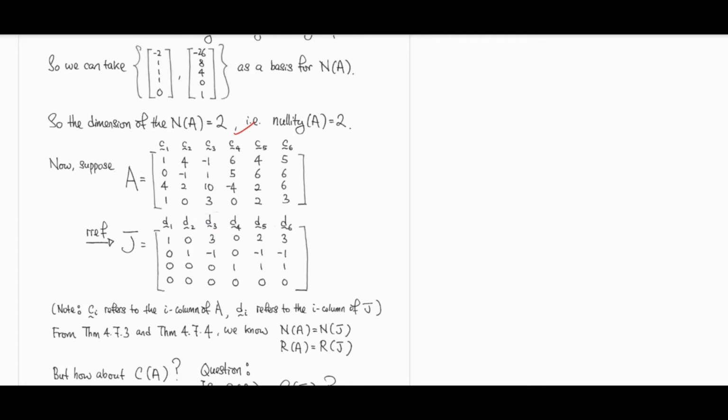Now, it is tempting to say, based on what we have learned before, that this column here and this column here seem to be linearly independent. So the rest are redundant.